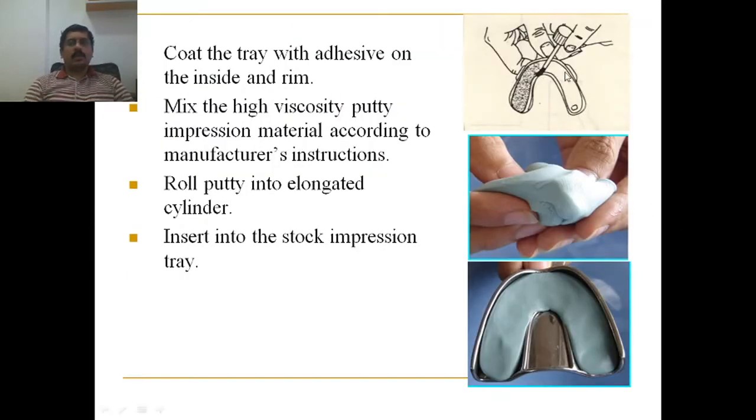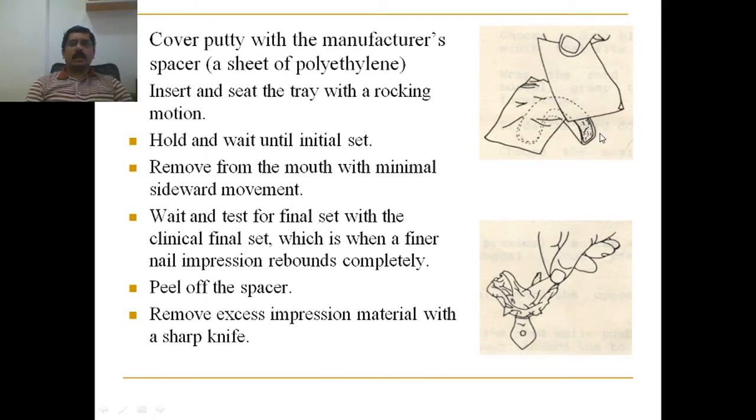Now, we will coat the tray with an adhesive on the inside area and the rim area. Now, mix the high viscosity putty impression material according to the manufacturer's instructions. This putty material is then rolled into a horseshoe and inserted into the stock impression tray. The impression in the tray is now covered with a sheet of polythene, which acts as a spacer for the light body.